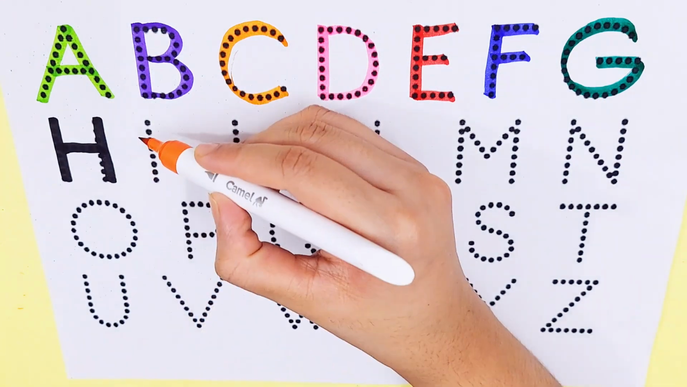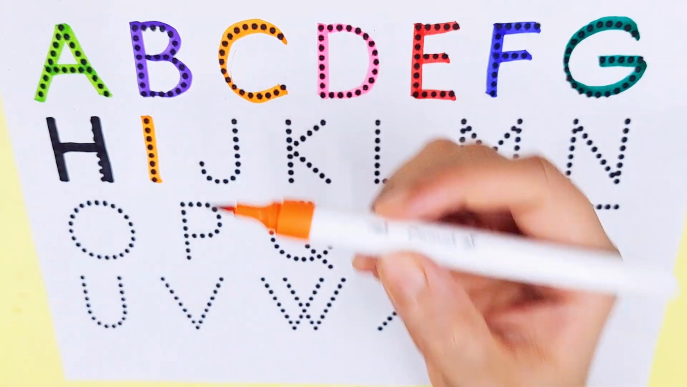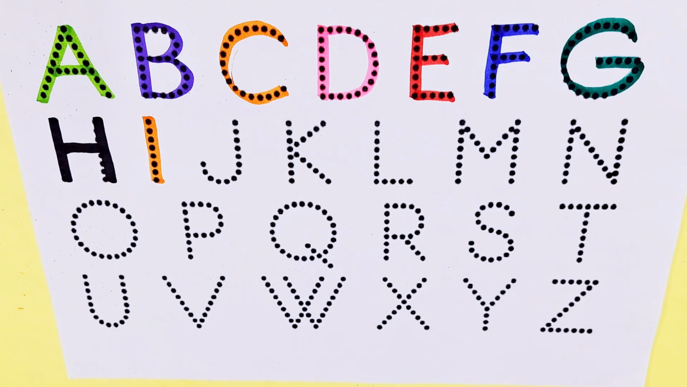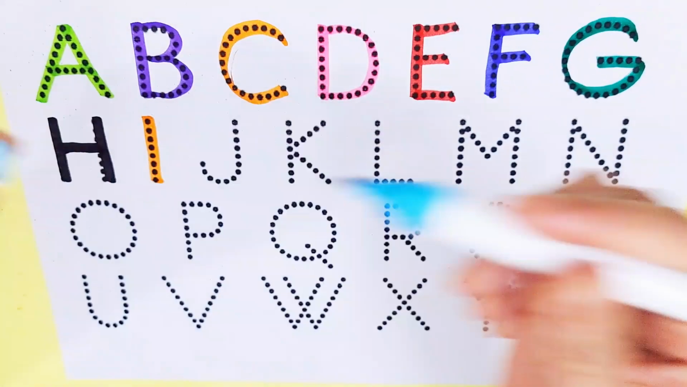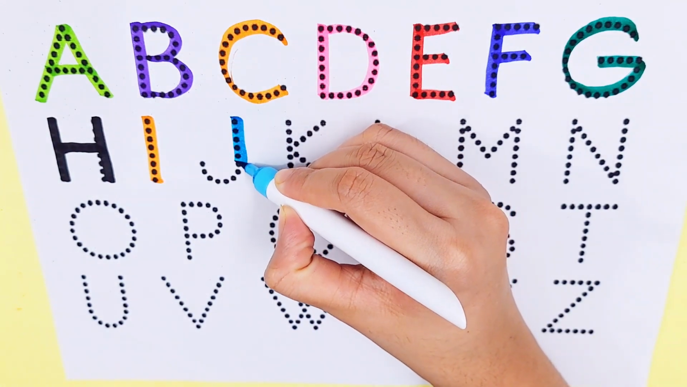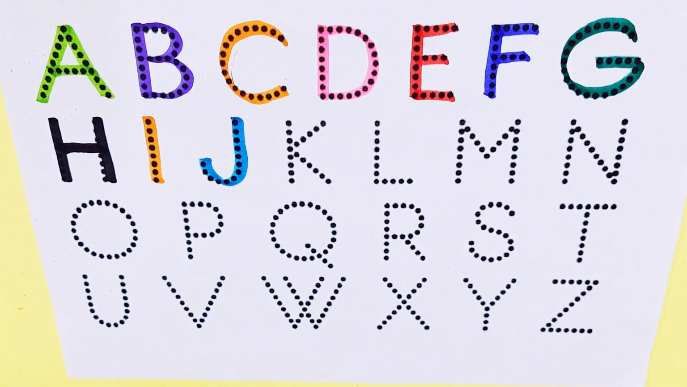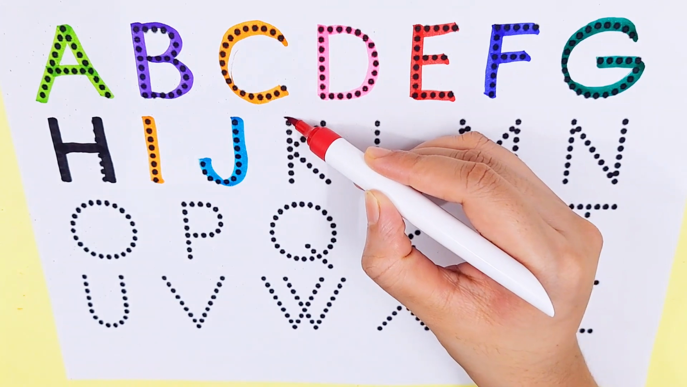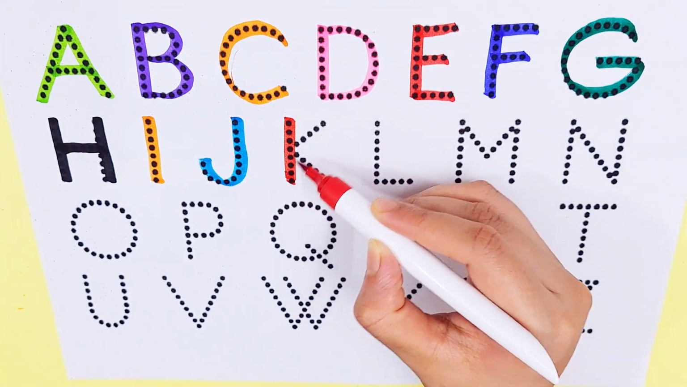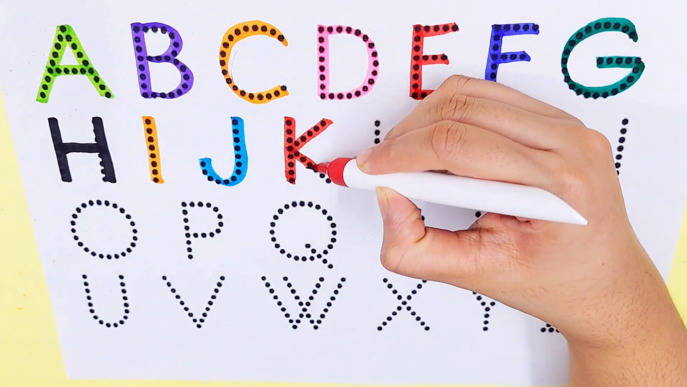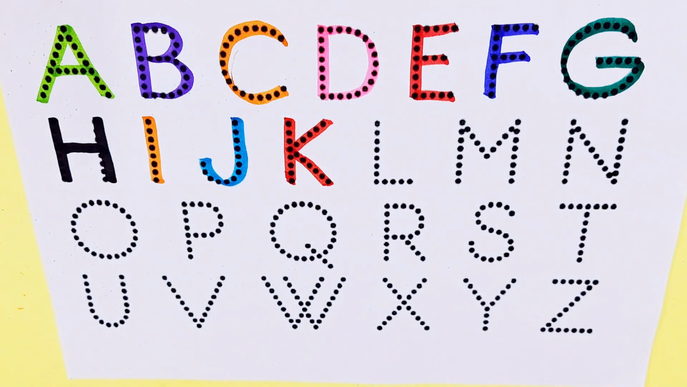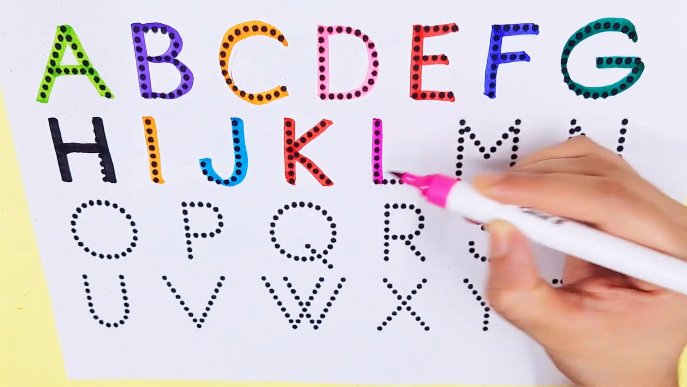Orange color. I for ice. Sky blue color. J for juice. Red color. K for king. Purple color. L for lion.